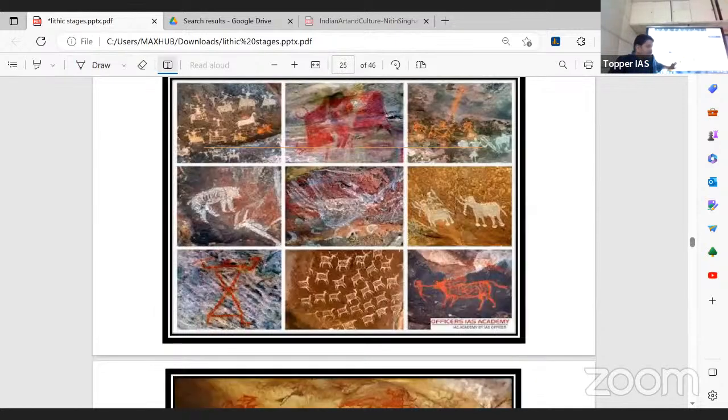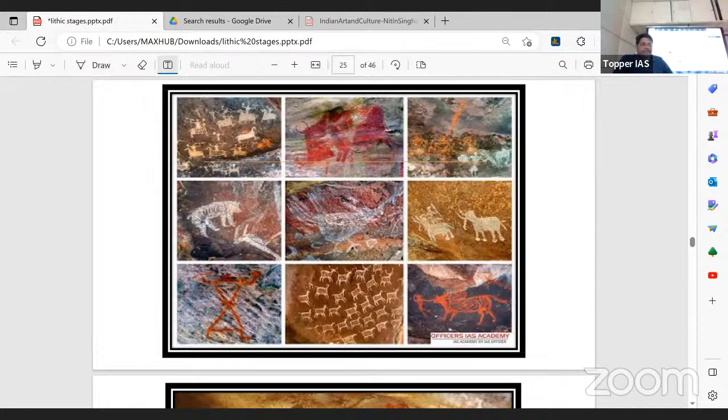So these are the rock art paintings. Right here, basically hunting scenes are there. A bull is there, second. And third is also hunting. The fourth scene is a rhino. And there is a bird picture here.